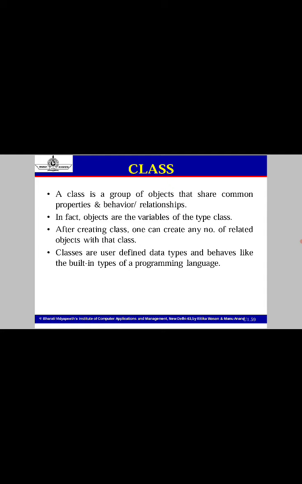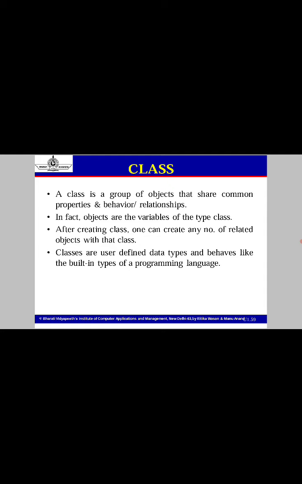So what is a class? Classes, objects, methods, constructors and destructors. These five are the important components of C++ programs. Classes, objects, methods, and the next one is constructors and destructors.